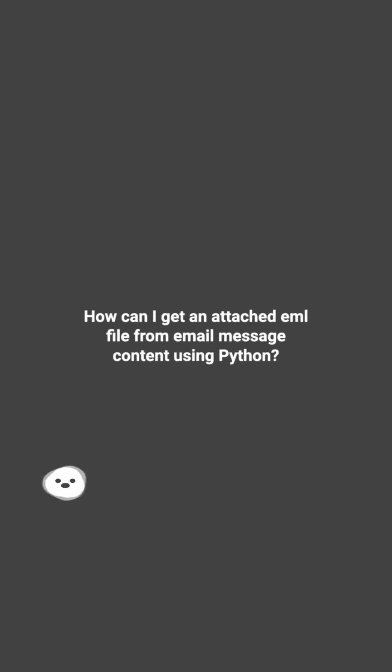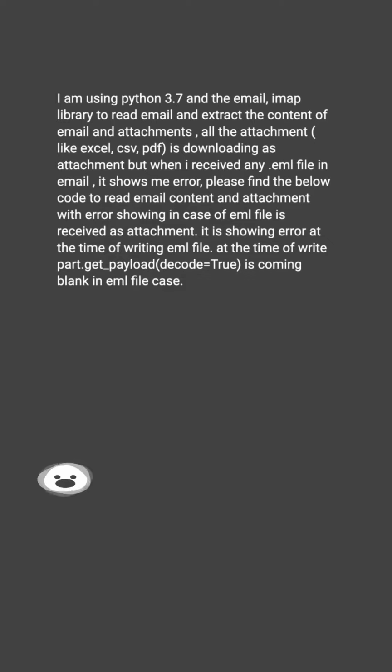How can I get an attached EML file from email message content using Python? I am using Python 3.7 and the email IMAP library to read email and extract the content of email and attachments. All the attachments, like Excel, CSV, PDF, are downloading as attachments, but when I receive any .eml file in email, it shows me an error.